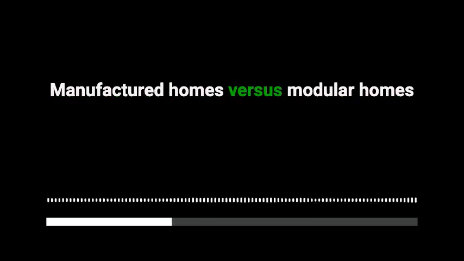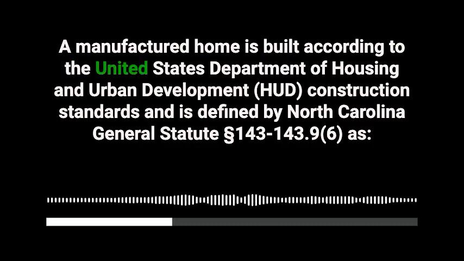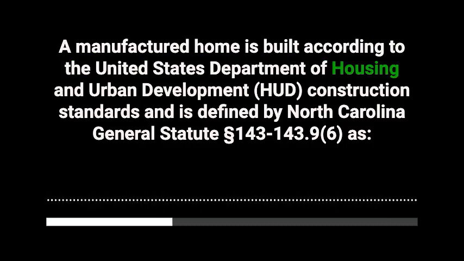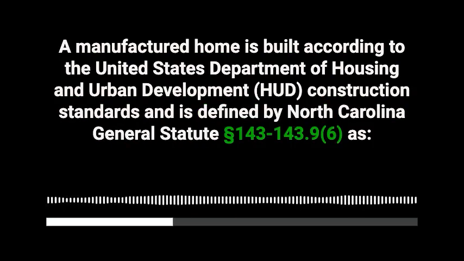Manufactured homes versus modular homes. A manufactured home is built according to the United States Department of Housing and Urban Development construction standards and is defined by North Carolina General Statute S.